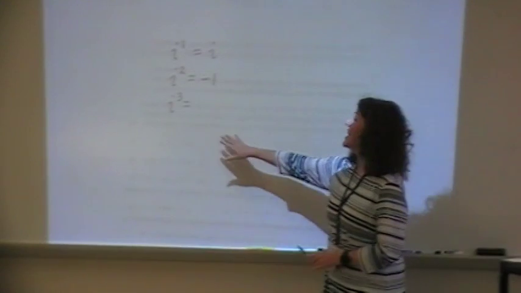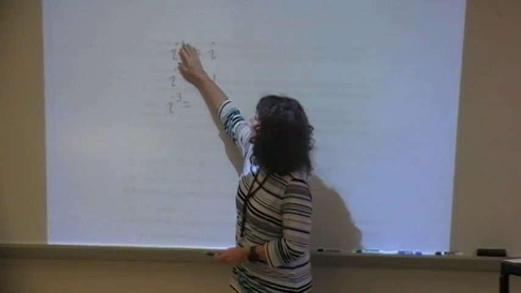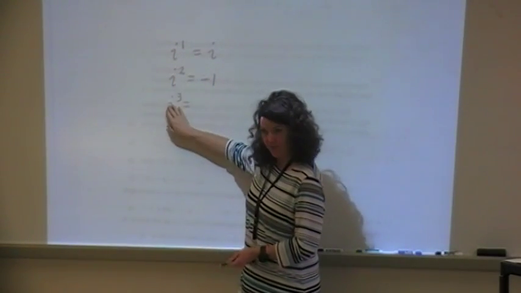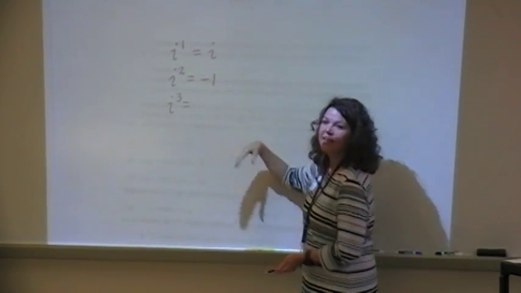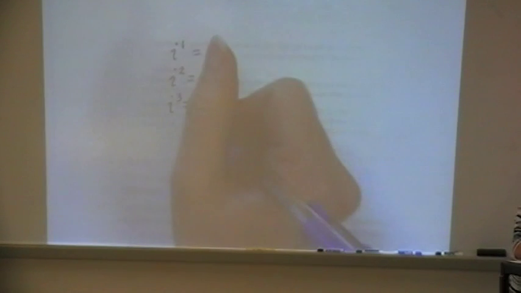i to the third would equal, now think about this for a minute. In order to get i to the third, you would have to multiply i to the first times i to the second. That would give you i to the third. So you would multiply the answers. i times -1 would be negative i.